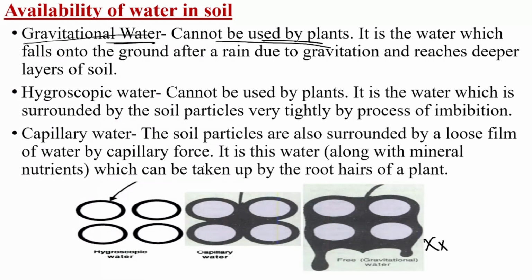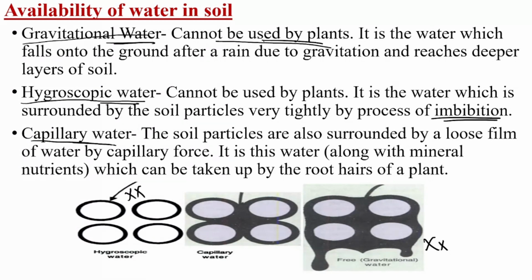of the earth's crust. And if you talk about hygroscopic water, each soil particle present inside the ground forms a tight film with the water by the process of imbibition. We'll discuss this process in further slides. So even this water, a tight film of water held by the soil particle, cannot be taken up by the root hairs. Even this cannot be used by the plant.